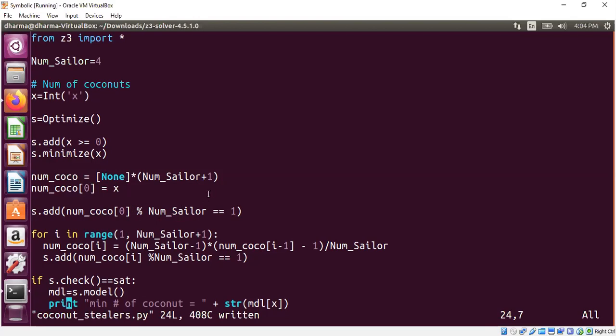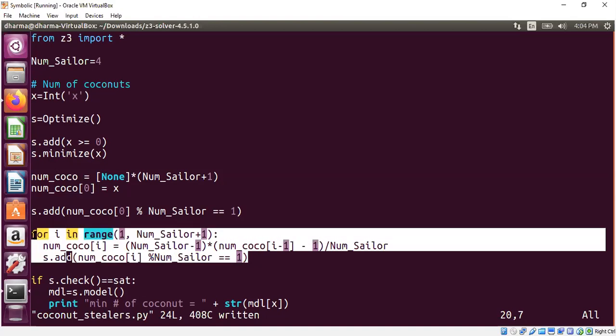Remember, the problem statement said that when X was divided by 4, there was 1 left over. That's the reason for this statement. Percentage means modulus, so the leftover is 1. And then each of the sailors does the same. The next sailor wakes up, does that, the third one does that, the fourth one does that. So I wrote a little for loop that models each of those things that we saw on our whiteboard.